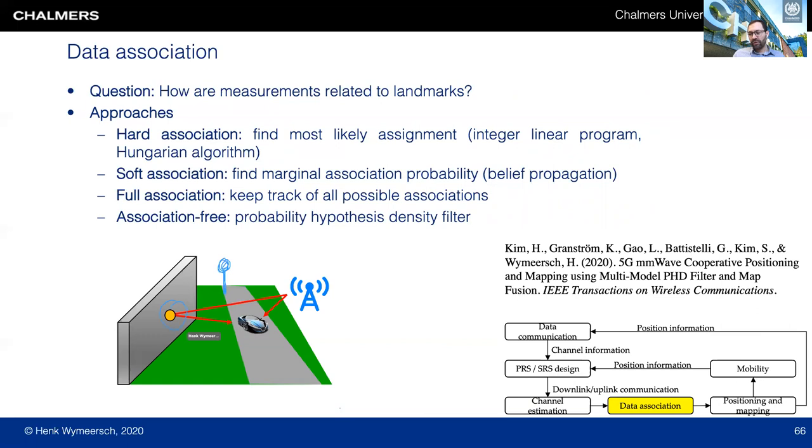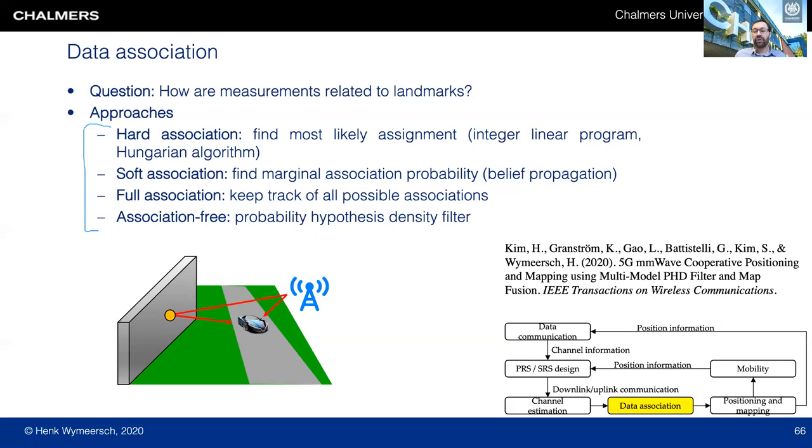and you don't know, does the measurement come from the wall or from the lamppost? But what you can do is compute probabilities of this. You can see to what extent the measurement matches coming from the wall or coming from the lamppost. So this generates hypotheses. Given this, there are many ways to solve the association problem. One is to do hard association, to find the most likely assignment between measurements and objects. You can do this using something called the Hungarian algorithm, to solve linear assignment problems.